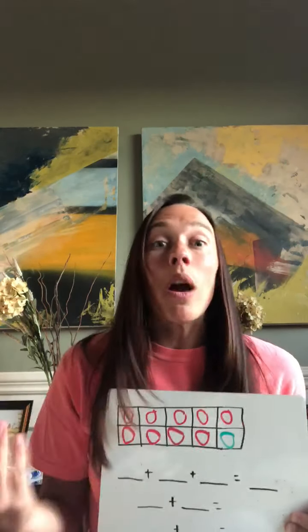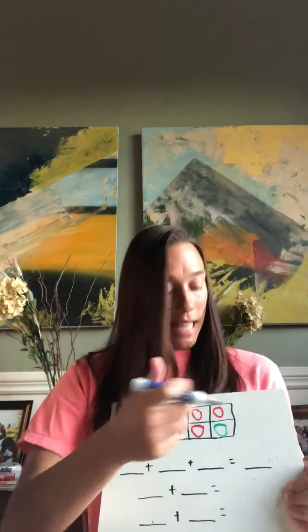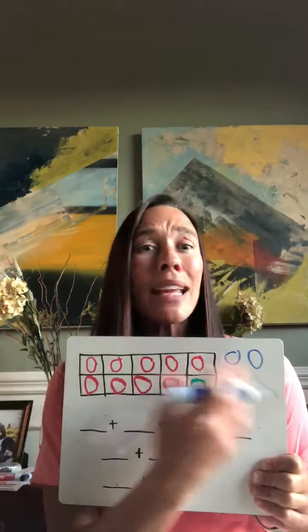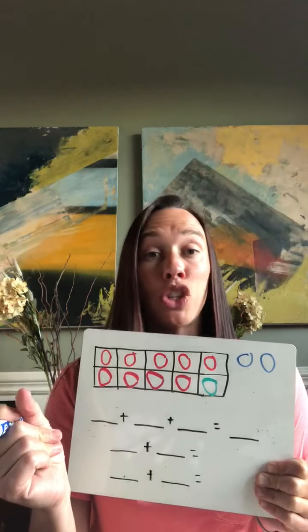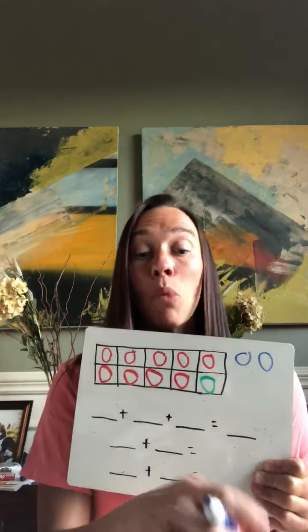Well, look at that. I just made a 10 and I didn't even know it. So 9 and 1 make 10. And then it says she has 2 blue balls. So right here, I can totally see how many balls she has. I see 10 and 2 more. So let's make a number sentence out of that.